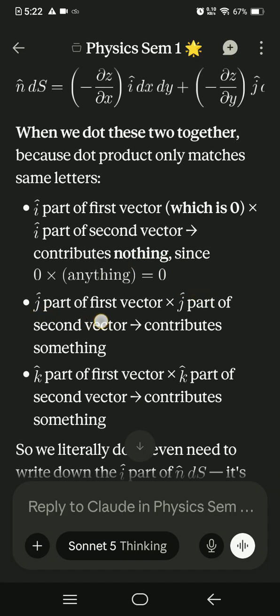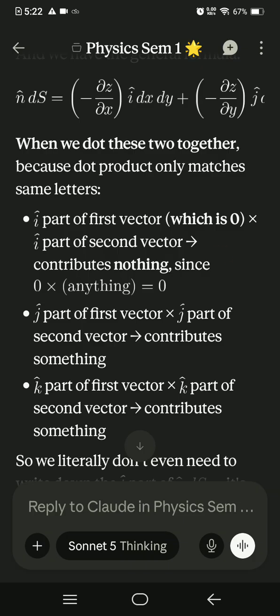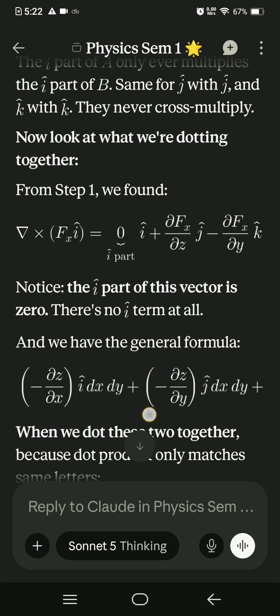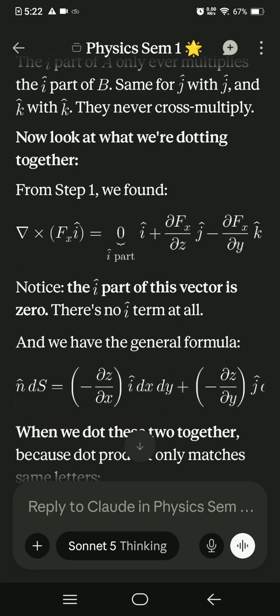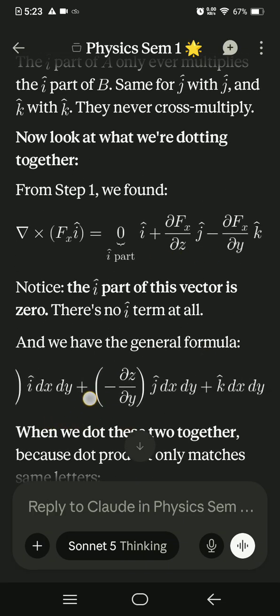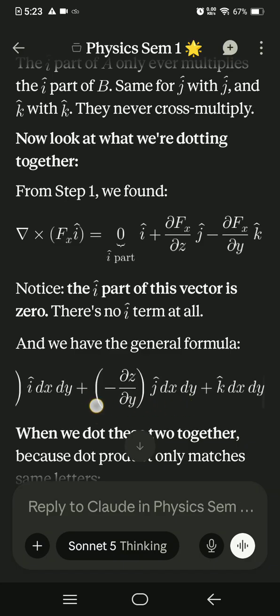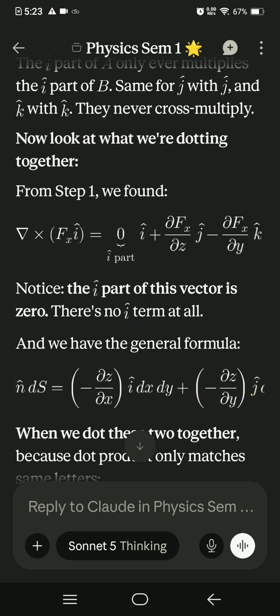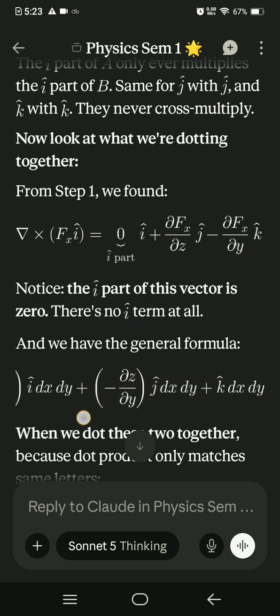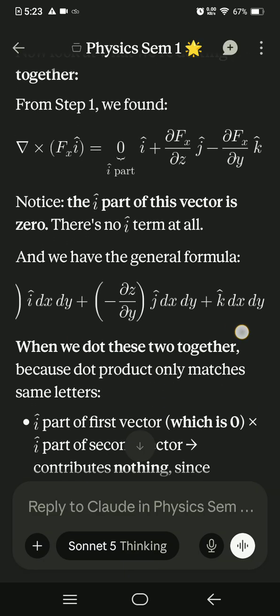Okay, J part of first vector times J part of second vector. Let's see. So this times this, but we were not doing it. Like, were they doing this? I don't know.